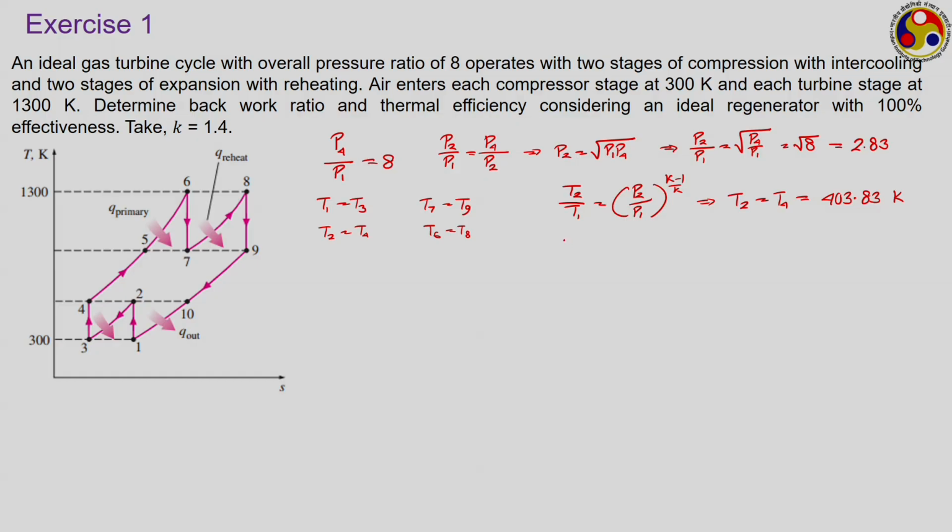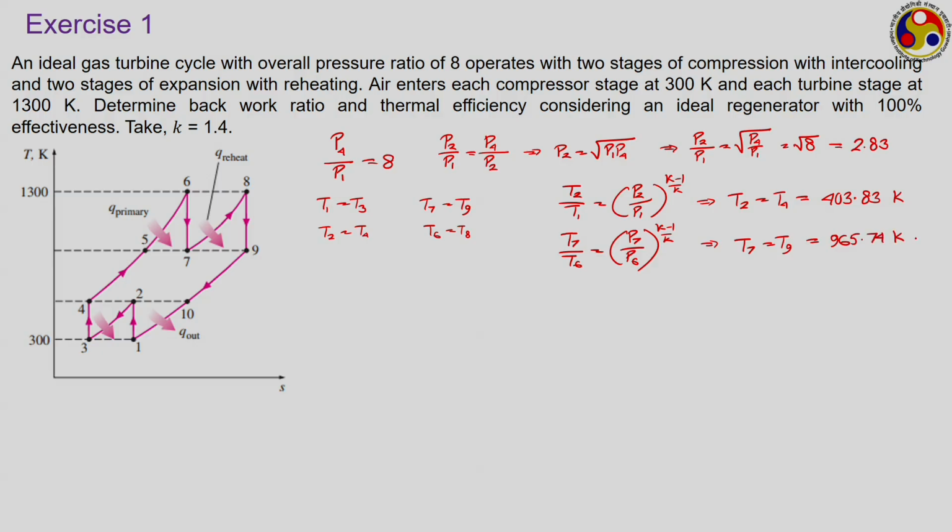And similarly, we can do the calculation for the reheating part, or for the multiple stages of turbine. There we can write T7 upon T6 equal to P7 upon P6 to the power k minus 1 upon k. Now, though we have not done it, this being an ideal scenario, in case of the turbine also the pressure ratio should be equal to root over 8 for each of the stages. So, from there we can calculate T7, equal to T9, which is equal to 965.74 Kelvin in this case.